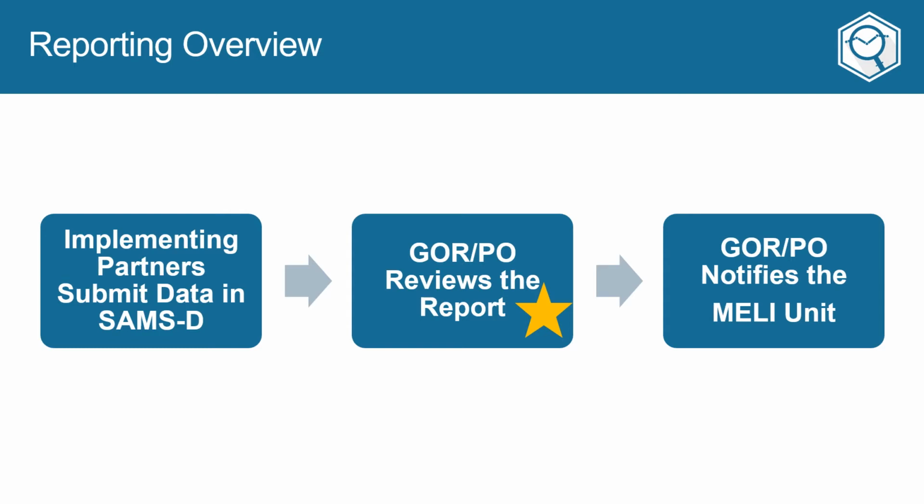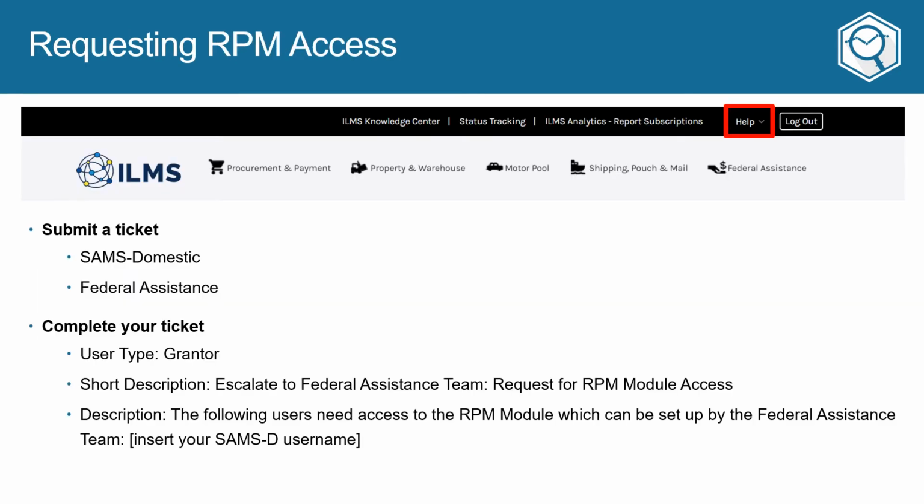When MODE data have been submitted for your review, you should receive a notification from SAMSD, but we recommend you look for the RPM performance report during your regular review of semi-annual reporting. In order to review your data, you will need access to the RPM module. To request RPM access, all you need to do is submit a ticket to the ILMS Help Desk. The training video requirement for this has been waived. I'll walk through how to request access very briefly, but know that you can also find step-by-step instructions in our reporting guidance document for program officers.